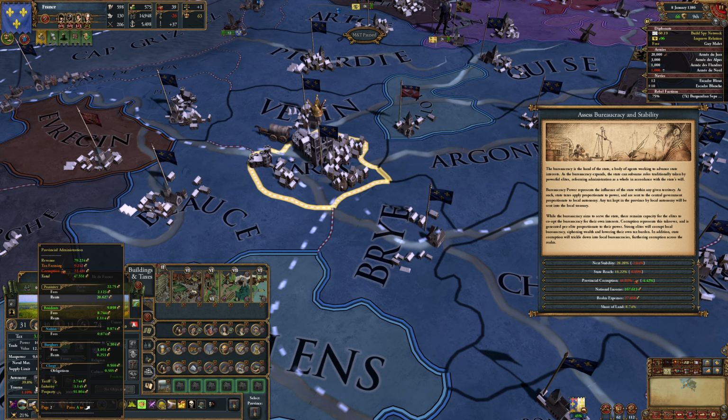So local corruption means that a whole bunch of the wealth that will be going to the state is instead being rushed off and given to the local elites instead. Cool. So that's local corruption.